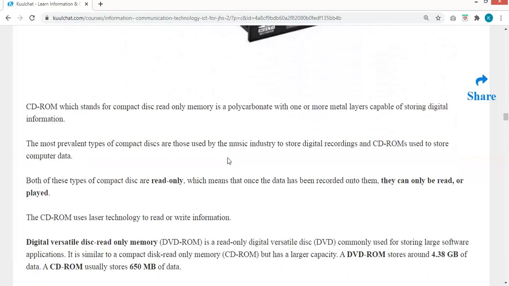CD-ROM. So what is the meaning of CD? Compact disc. The C is for compact, the D is for disc. And the ROM is read-only memory. Back in those days, you could only read what is on the CD. But now it also means that you can write to it. But in those times, you could only read.